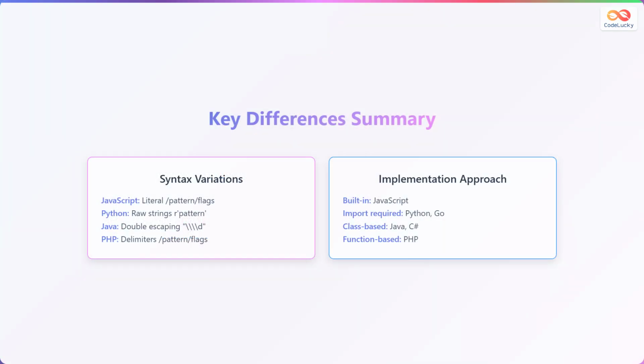In summary, regular expressions vary in syntax and implementation across different programming languages. JavaScript has built-in support with literal syntax and RegExp objects. Python requires importing the re module and uses raw strings. Java employs the Pattern and Matcher classes, needing double backslash escaping. PHP uses PCRE functions with delimiters. C# utilizes the System.Text.RegularExpressions namespace. Go uses the regexp package and raw strings. Understanding these differences is essential for effectively using regular expressions in your language of choice.